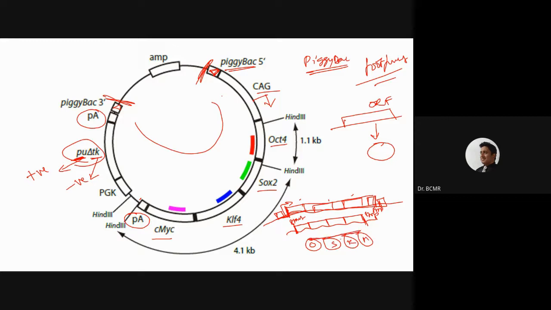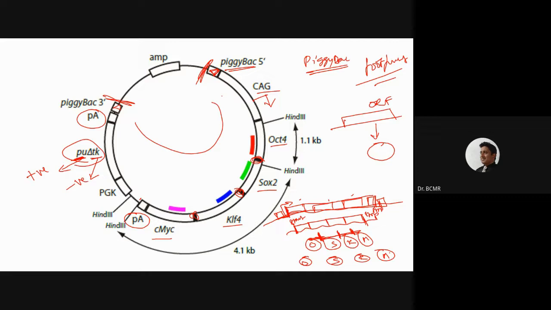And this is not the same as having OSKM individually, right? They are fused. They cannot be functional. So they have engineered self-cleaving peptides between them. That means upon translation, this peptide will cut itself there, like this, and like this. Because of which we will get O, S, K, M individually, and they can perform the reprogramming.